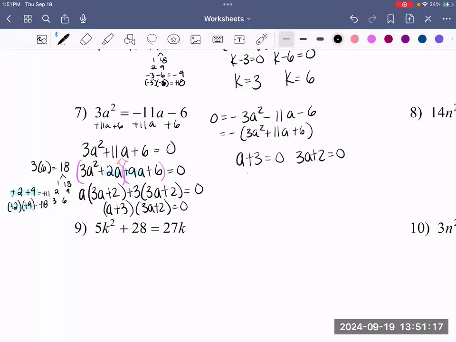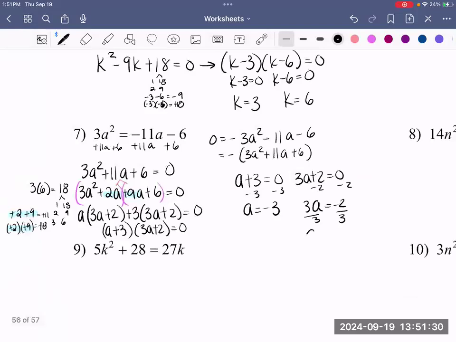Subtract 3 to the other side. I should actually do this one at a time. So we have 3a is equal to negative 2, divide by 3. So we have a is equal to negative 3 and a is equal to negative 2 over 3.